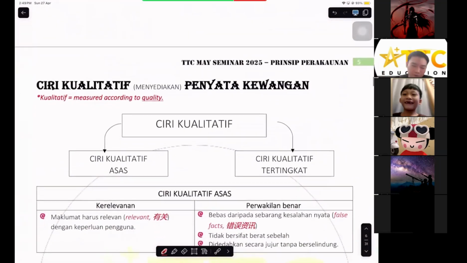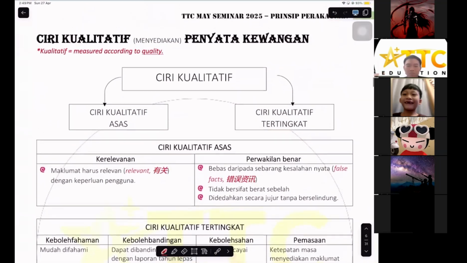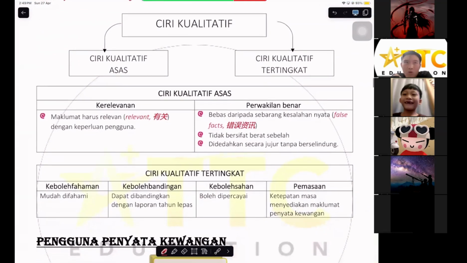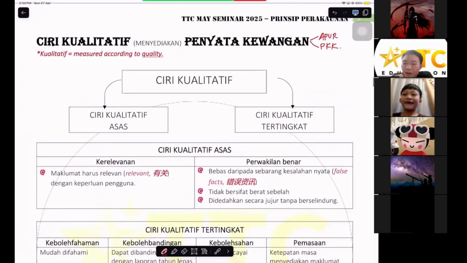Okay, ciri qualitative, they are talking about characteristics, basically. Ciri. How does it look like? What does your penyata kewangan, your APUR, and your PKK, what are they following? What kind of rules? So this is also, again, another touch and go thing. Ciri qualitative asal, the main quality that your financial report, penyata kewangan, has to be.